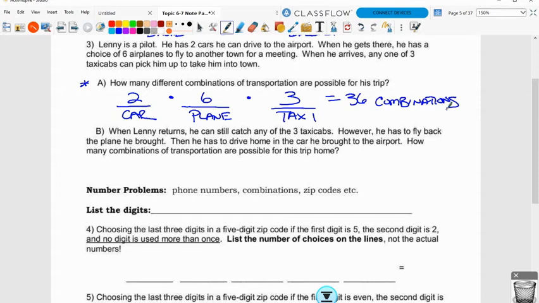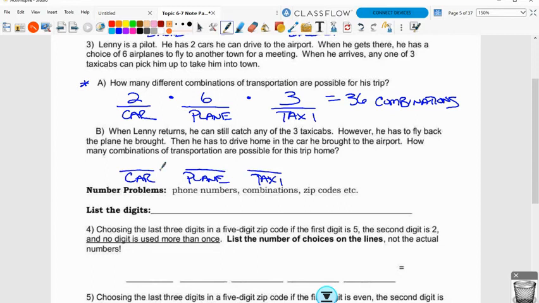Now, part B, it says that when Lenny returns, he can still catch any one of the 3 taxis. However, he has to fly back in the plane that he brought, and then he has to drive home in the car that he brought to the airport. So how many combinations are possible for his trip home? So once again, there's going to be a car involved, a plane involved, and a taxi involved.